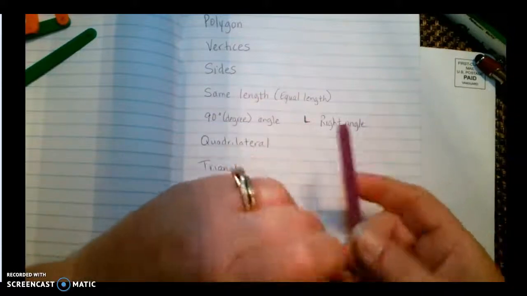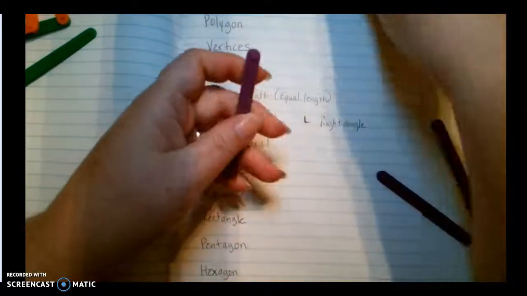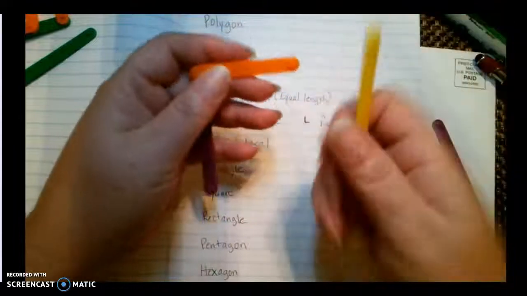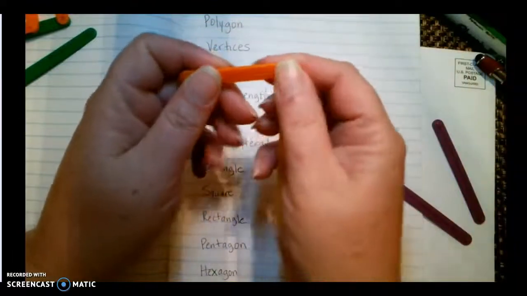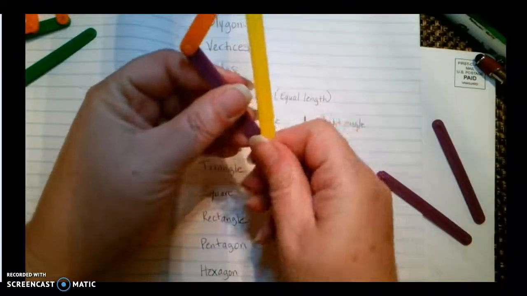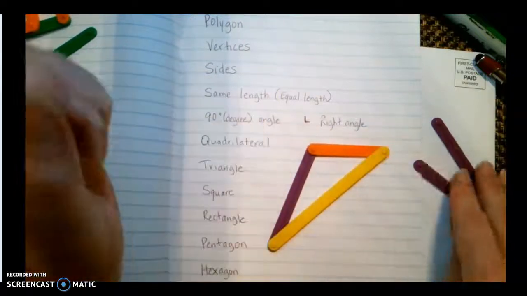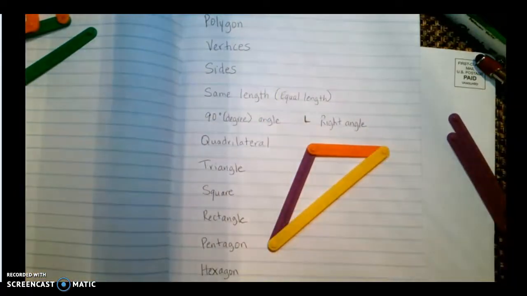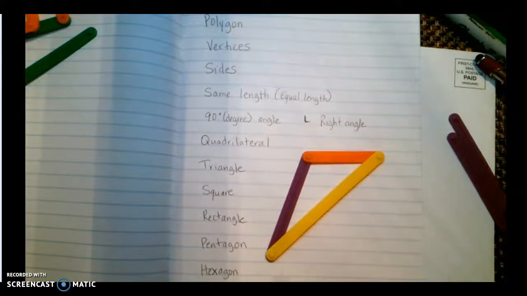But what if I do this? What if I change the length? Is this still a polygon? Yep. It's a closed shape with straight sides or straight edges. Yep, that's still a polygon. Is it still a triangle? Yes, it's still a triangle.